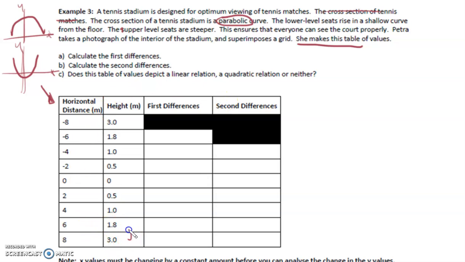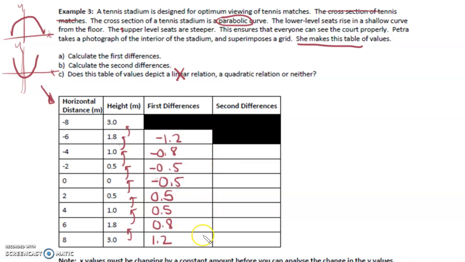Okay, so height. What is 3 minus 1.8? I get 1.2. 1.8 minus 1, I get 0.8. 1 minus a half, I get a half. Half minus 0, I also get a half. 0 minus 0.5, I get negative a half. 0.5 minus 1, I get negative a half. 1 minus 1.8, I get negative 0.8. And then going up here, I get negative 1.2. Okay, so we know that it is not linear. The first differences are not constant.